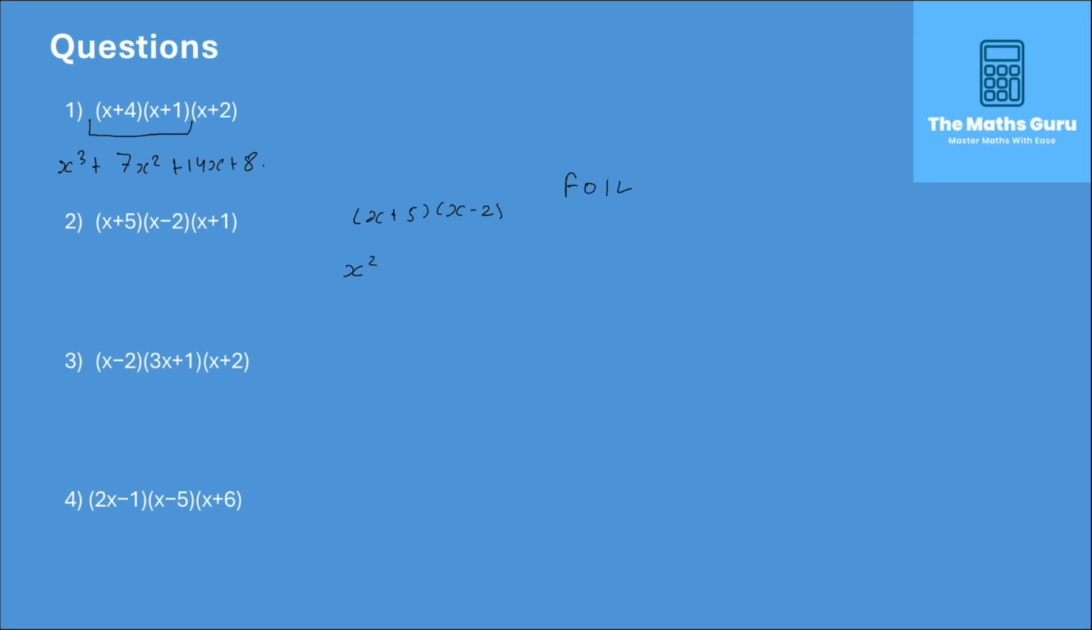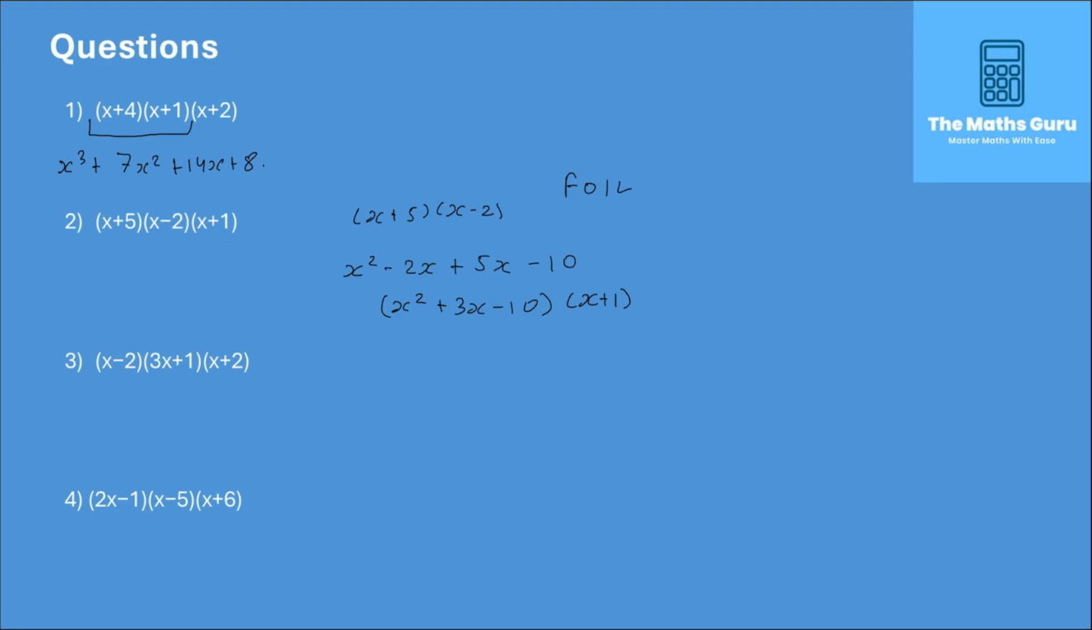Our outside terms are going to give us minus 2x. Our inside terms are going to give us plus 5x. And our last terms are going to give us minus 10. Now, simplifying by collecting like terms, we're going to get x squared plus 3x minus 10, open and close brackets, and apply our x plus 1 as our third bracket.